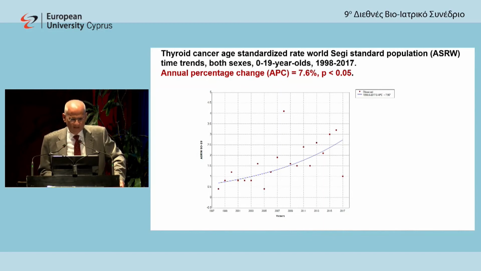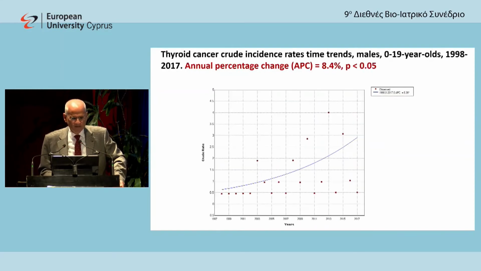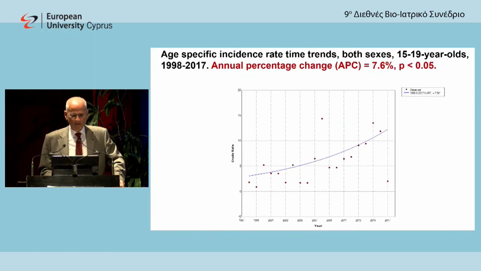Some slides here show the annual percentage change for the whole group, 7.6% per year. For the females, 5.1% per year. For the males, interesting, because as in other countries, we see that it also starts increasing, with 8.4% in our country. And for the 15-19 years old, 7.6%.